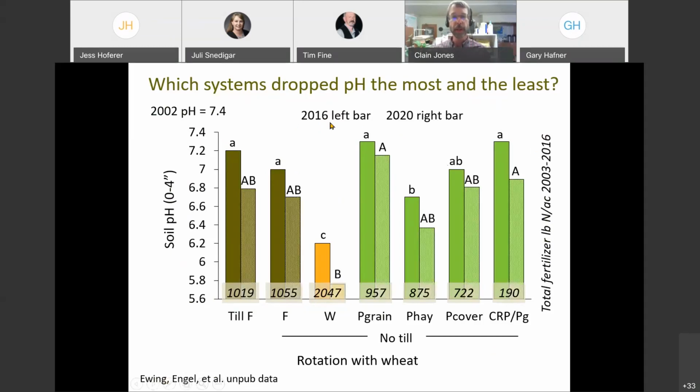The bars that I just showed were from 2016. The bars on the right are from 2020. So notice that in every case, the pH dropped somewhere between about 1/10 of a pH unit, maybe 1/4 of a pH unit. This one's a little hard to see, but this was about 4/10 of a pH unit in the continuous wheat system. So again, these drops are gradual but alarming in that it won't take many more years for this system, especially, to have a pH that is likely toxic.